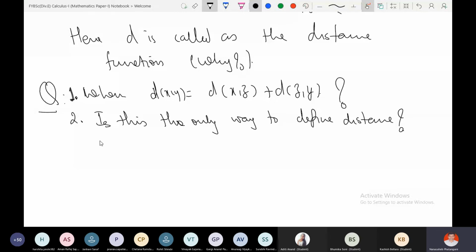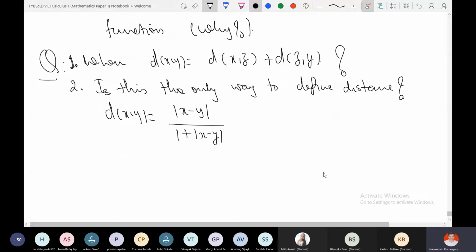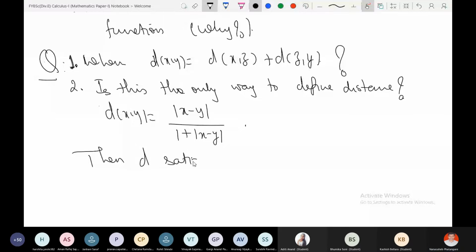So I will give you a hint. If I define d(x,y), the distance between 2 points, as |x minus y| upon 1 plus |x minus y|, right? Then we'll discuss this during practical sessions, or you can try on your own also. Then d satisfies all the properties of distance.